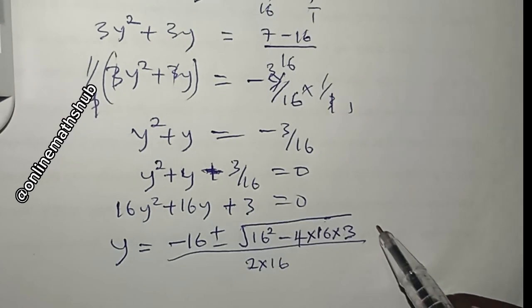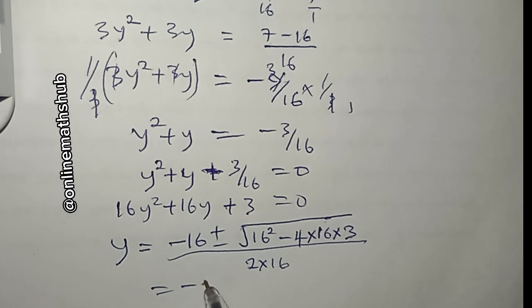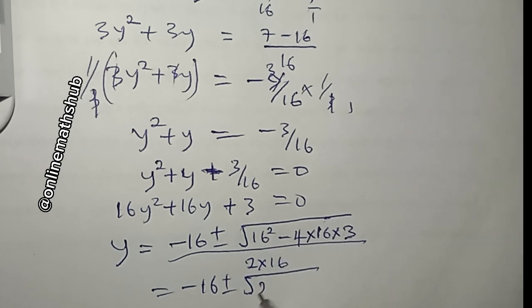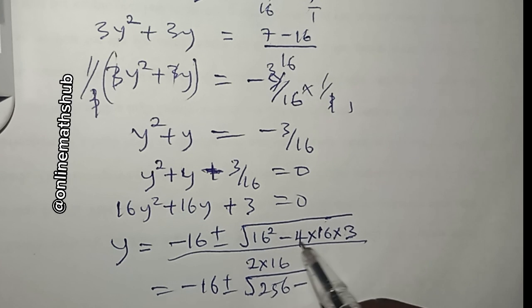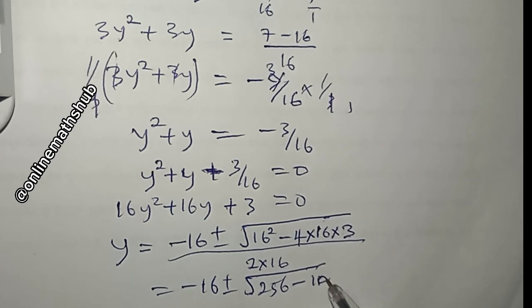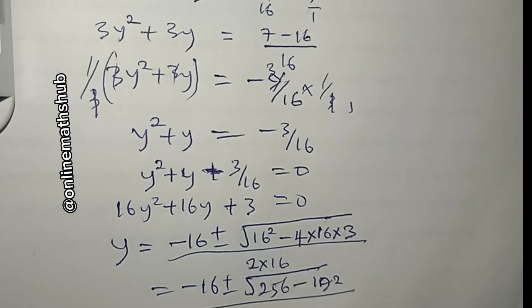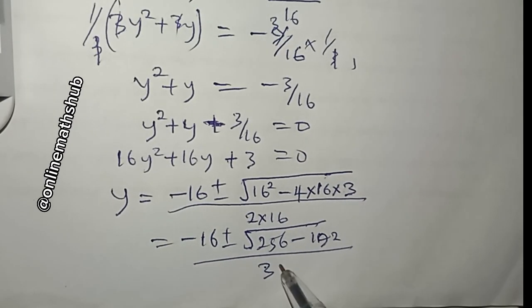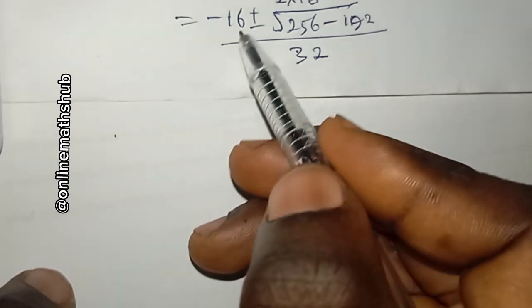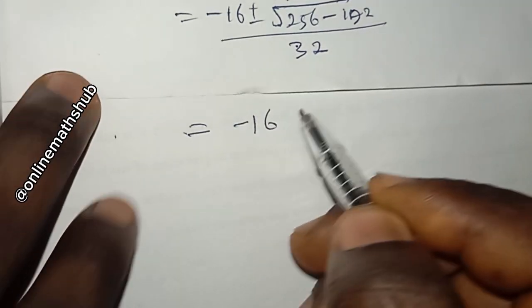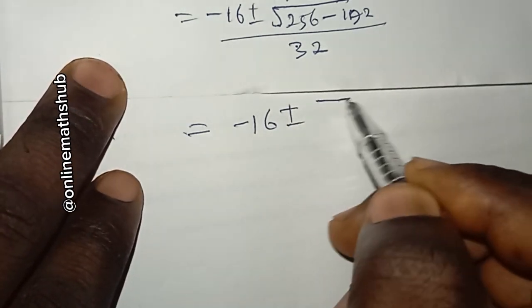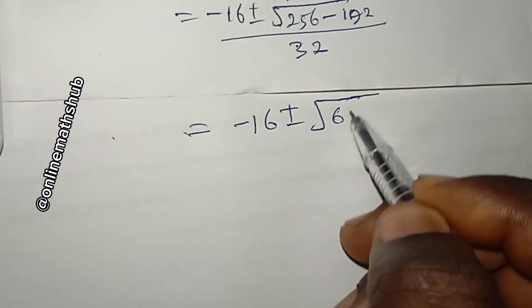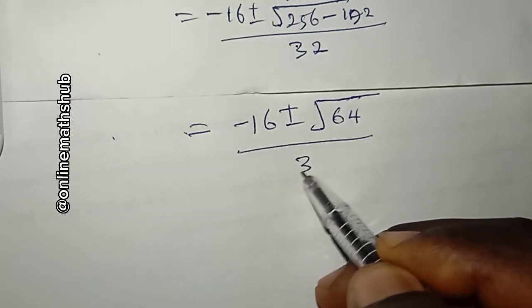And of course when you simplify all of these, you're going to be having that this is equal to minus 16 plus or minus the square root of 16 squared is actually 256, and then minus if you multiply all of these, you're going to be having 192. Okay, and of course divided by 2 times 16 is 32. Okay, so 2 times 16 is actually 32. Okay, so moving on, this is equal to minus 16 and then plus or minus, and of course when you subtract 192 from 256, you're actually going to be having 64, and that is all divided by 32.